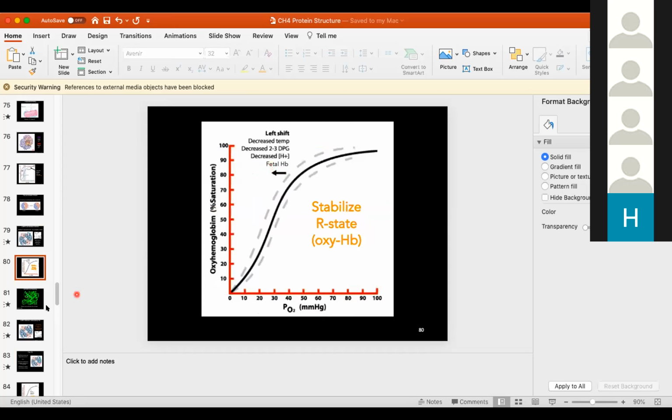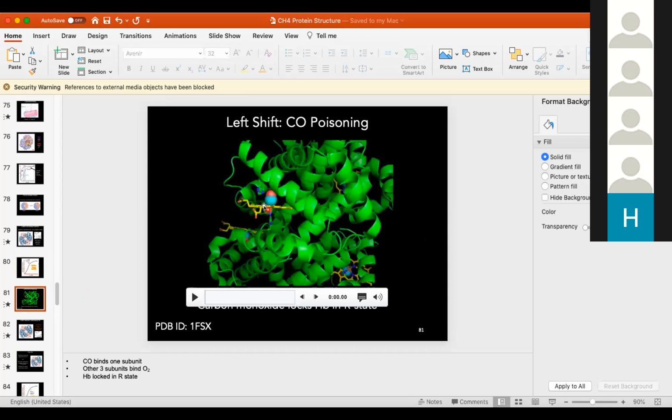And then the last one here is carbon monoxide. So carbon monoxide is kind of it right shifts, but it doesn't right shift because it binds oxygen tighter. It left shifts because the carbon monoxide doesn't ever leave. So it appears as though it has something bound to it.